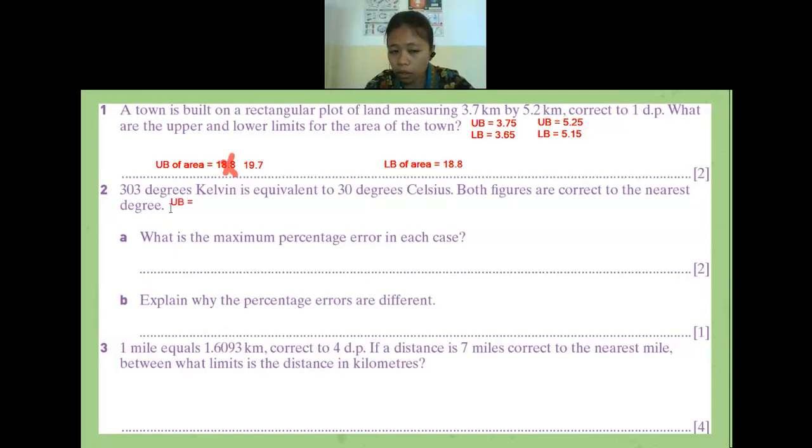The upper bound will be 303.5, and the lower bound will be 302.5. Okay, for 30, what is the upper bound and lower bound of 30? The upper bound is 30.5 and the lower bound is 29.5. Oh sorry, I mixed up. Thank you.